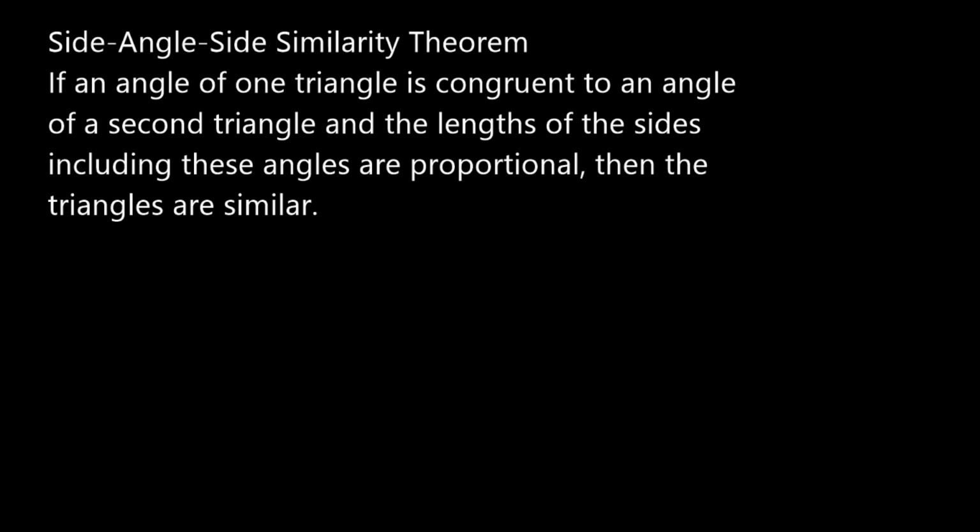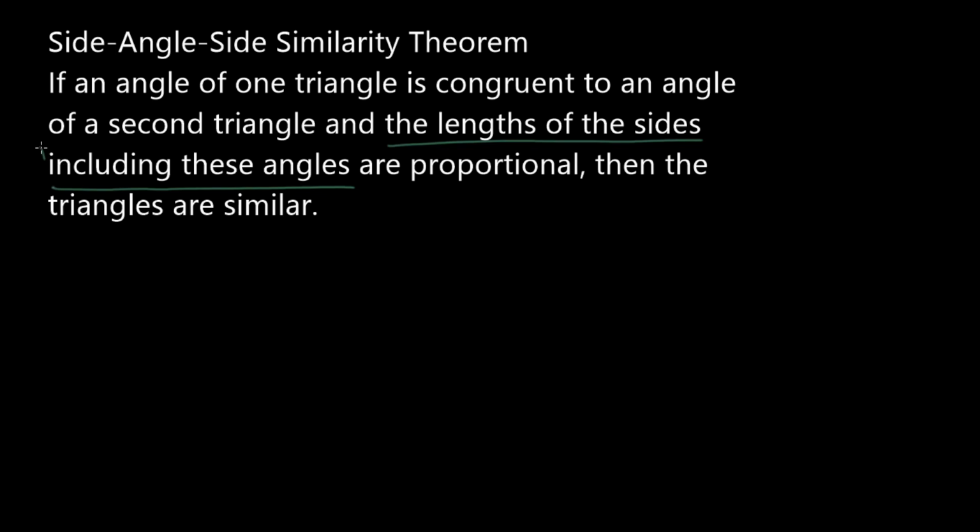And now the third one, and the second one today, is a side-angle-side similarity theorem. So this one is a little bit longer, just because we need to talk about this included angle, but it's just as easy. It says, if an angle of one triangle is congruent to an angle of a second triangle, and the lengths of the sides including these angles are proportional, then the triangles are similar. The crux of this that we need to talk about is this included part.